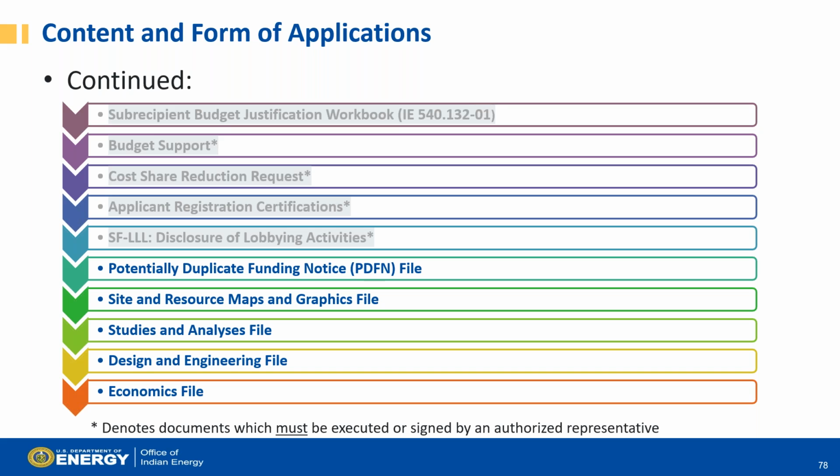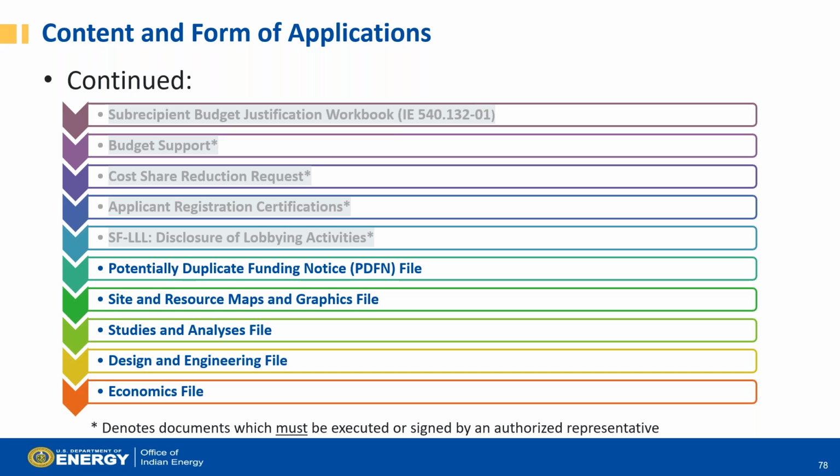Item 16, site and resource maps and graphics file. This is required from all applicants, and this file must include any graphics to supplement the technical volume, including maps, photographs, or other visuals of the project location or building or buildings that are affected by the proposed project. Any other relevant background or supplemental data may be included here as well, except studies and analysis, design and engineering, and economic analysis information, which are to be included in their relevant files.